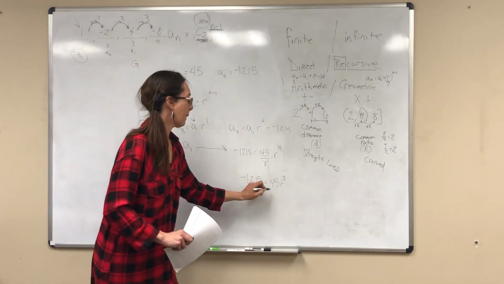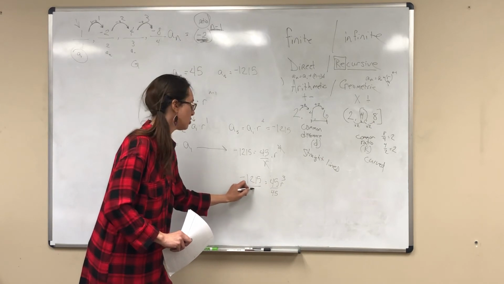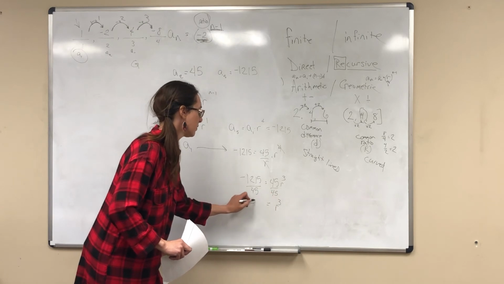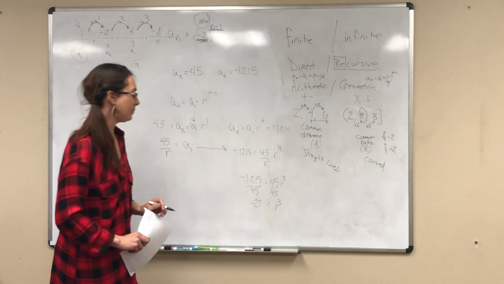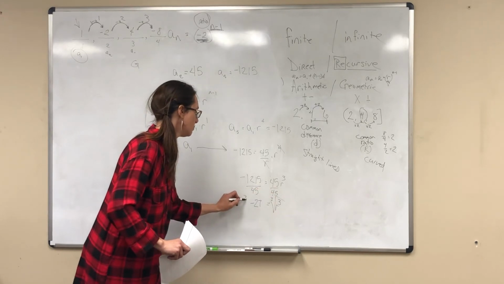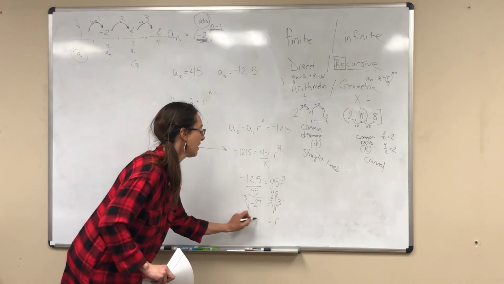Still don't know what r is. How do I solve for r? Divide by that. We're just using our regular rules, nothing new. And then I need to take the cube root of this side. It's negative 3, or 3i?